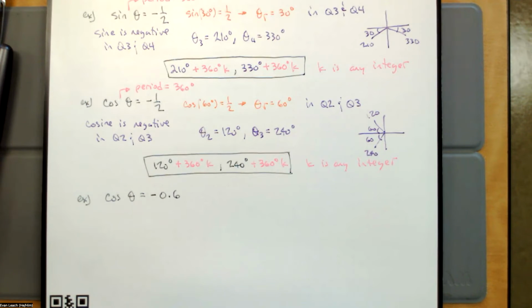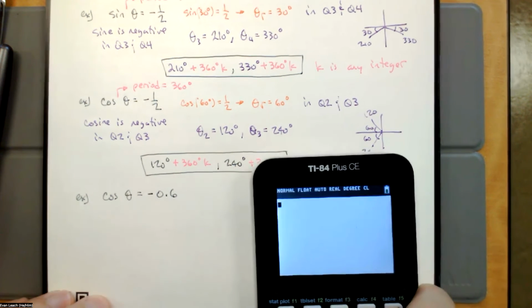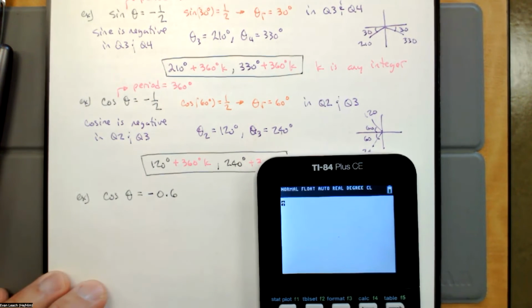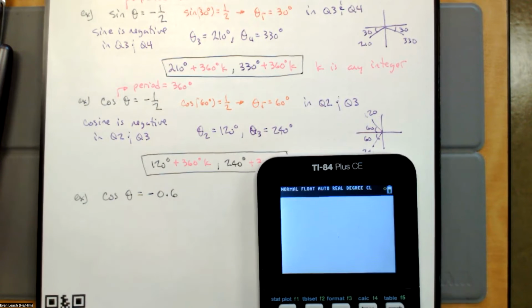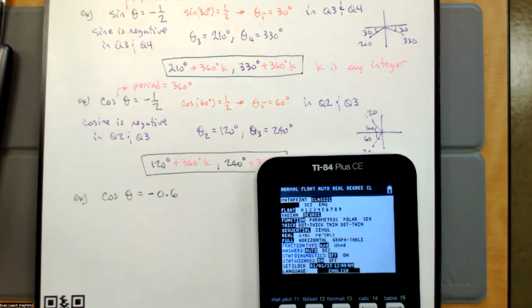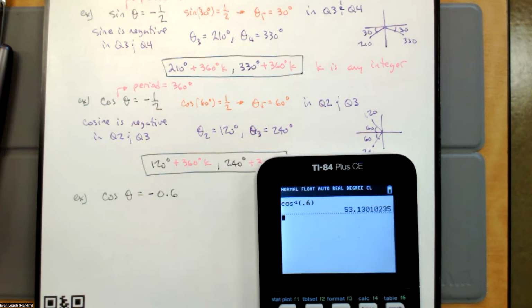Now for the reference angle, we don't bother with the -0.6. For the reference angle, we just care about the 0.6. And we're going to do a cosine inverse of 0.6 because we're looking for an angle. And we're also going to make sure that we are in degrees. So the angle we're looking for is 53. It makes sense. We were expecting something around 60 degrees.